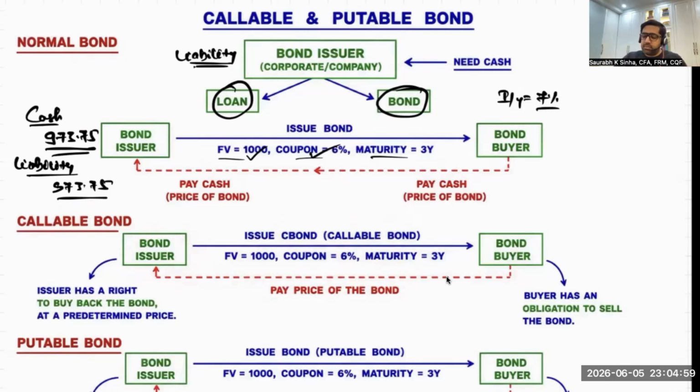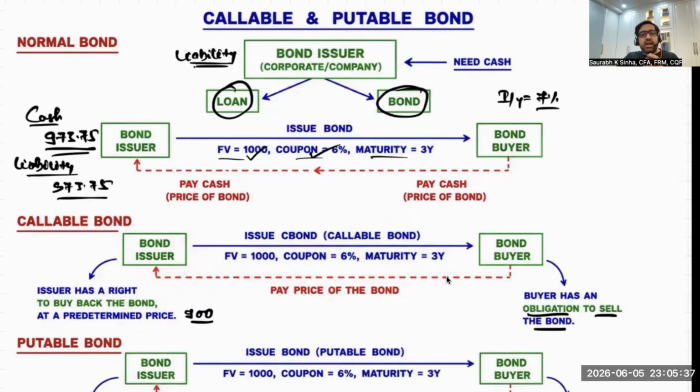The characteristic of the callable bond is that the issuer has a right. What? The bond issuer has a right to buy back the bond at a predetermined price, and the price could be, say, 900. So the issuer has a right to buy back the bond at a predetermined price, from the buyer. He has the right, not an obligation. And the bond buyer has an obligation to sell.